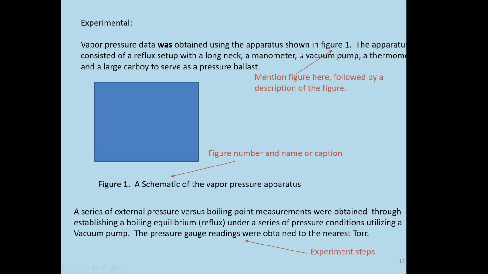So I mentioned there's a Figure 1 there, and when the reader goes to Figure 1, they can see, okay, it's a figure right there, and there is a figure number, and there should be a short description of what's in that figure. Okay, so I would say, a schematic of the vapor pressure apparatus. That's an example of briefly describing the experiment steps.